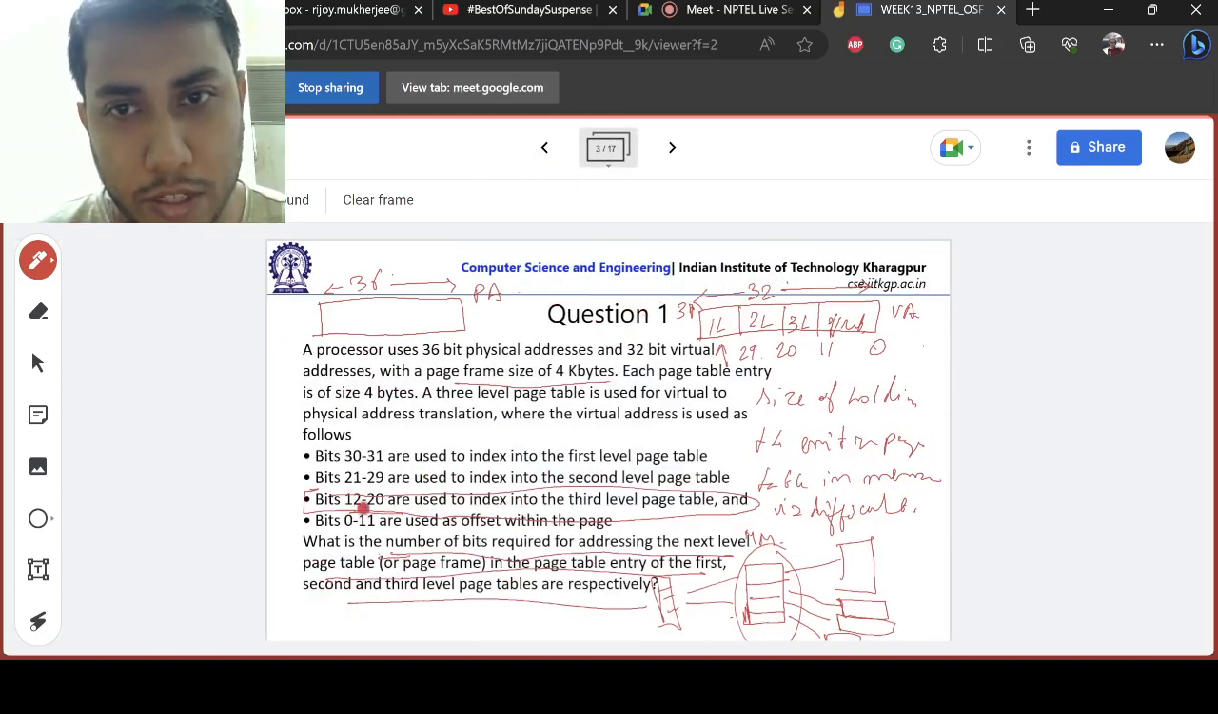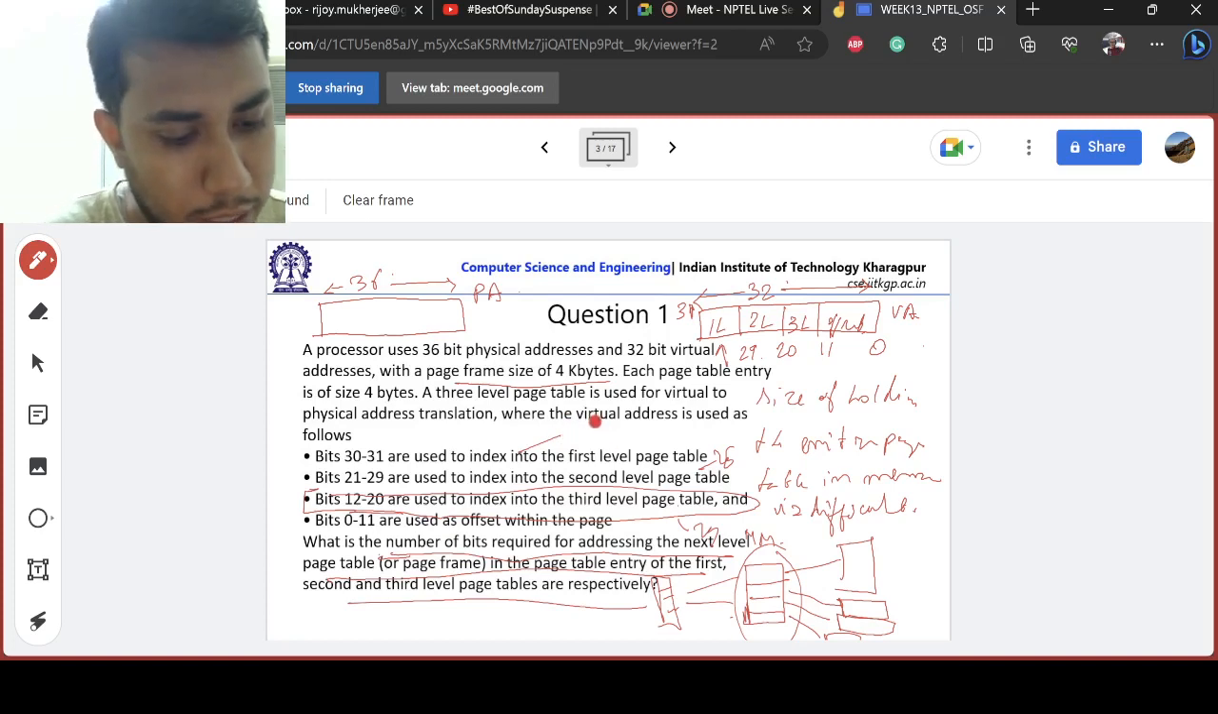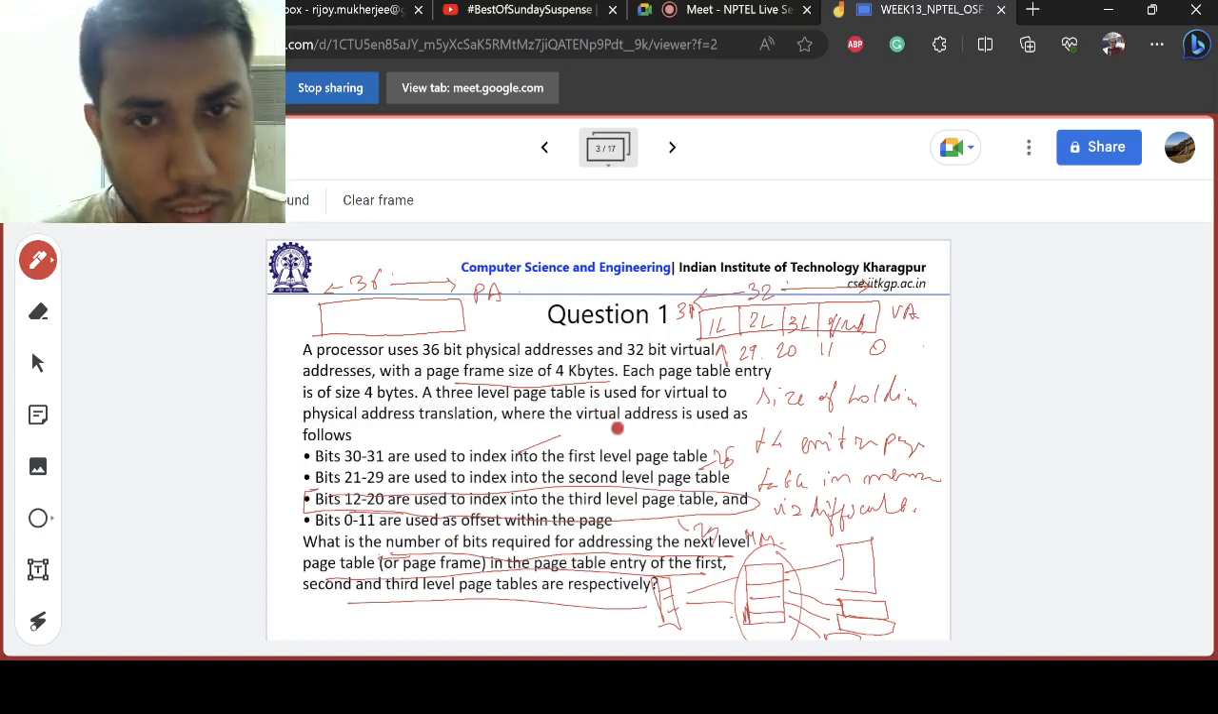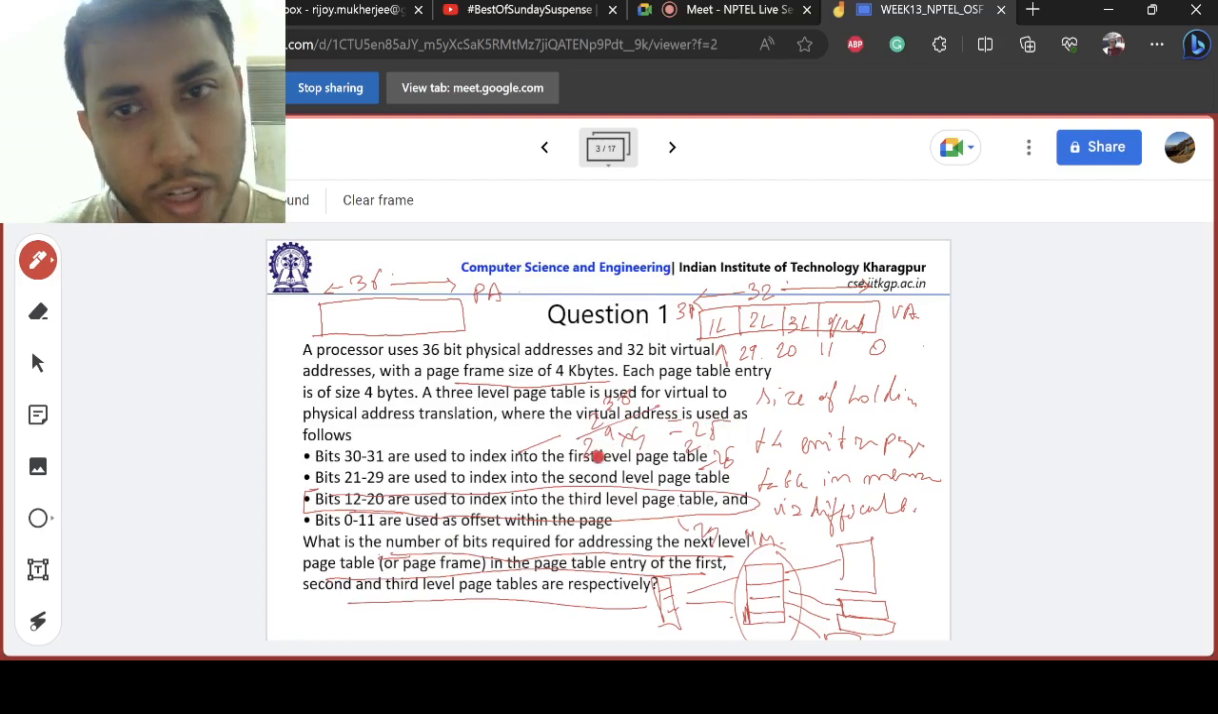So the first one, for the third level page table, is 24. This one is 25, and this one will also come down to the size of the physical memory, that is 2 to the power of 36, divided by 2 to the power of 9 into 4. So it will also come down to 2 to the power 25, that is 25 bits are required.